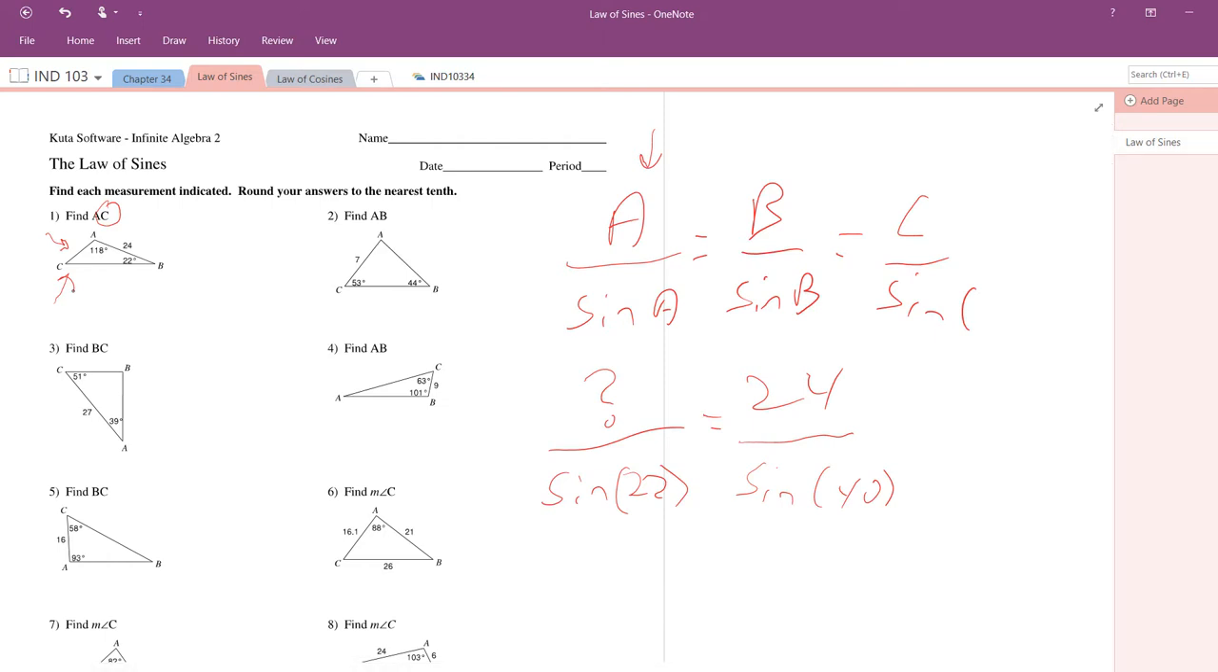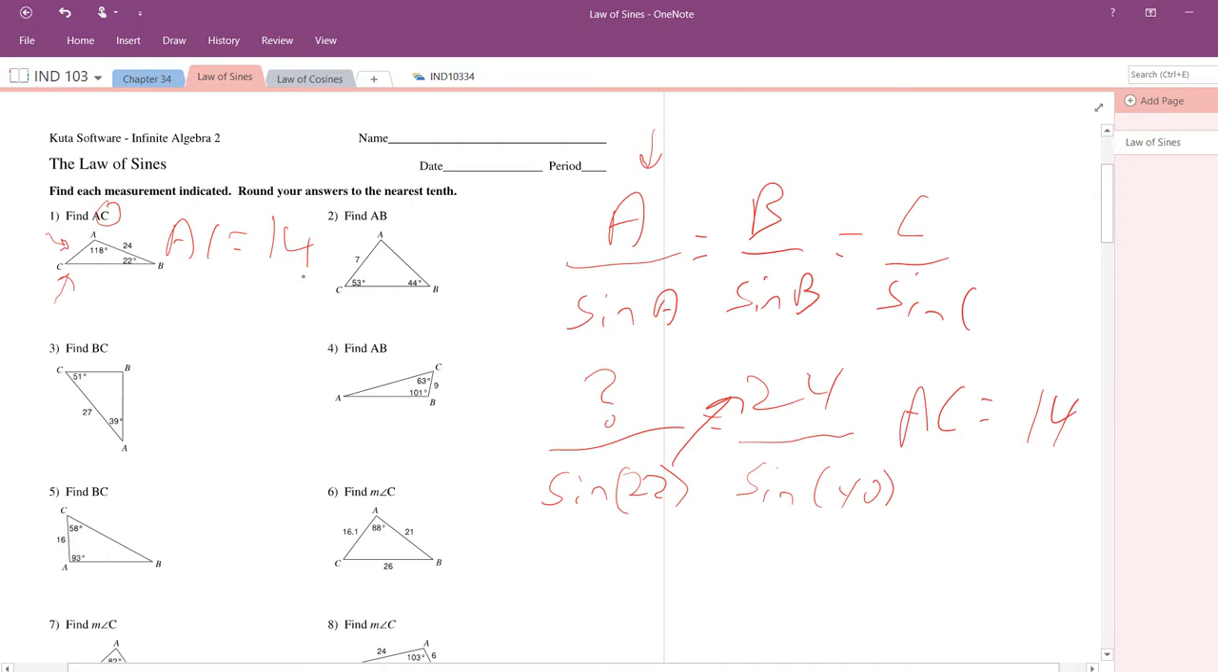Remember, this is a proportion, so I'm just going to bring that up top. The sine of 22 times 24 divided by the sine of 40 equals 13.98. It says to round to the nearest tenth, so AC is equal to 14. Super easy, super simple. You just have to set up the proportion right. AC is equal to 14.